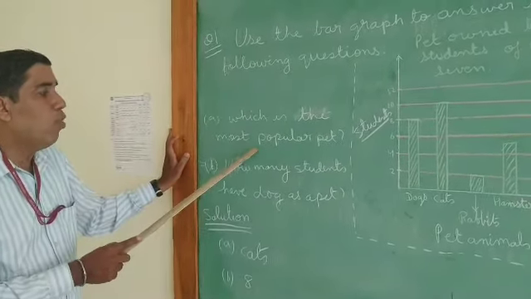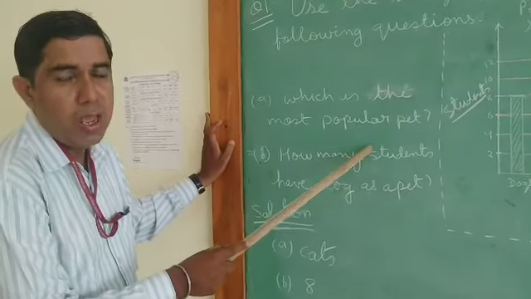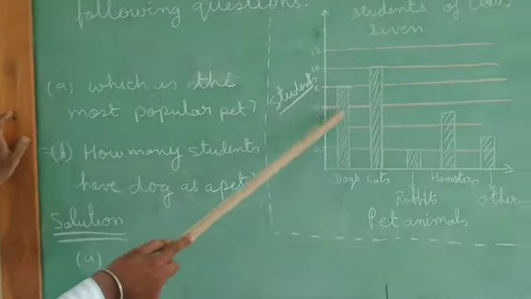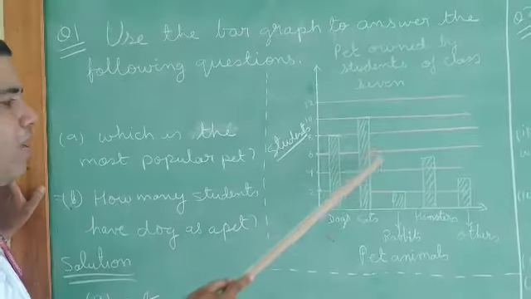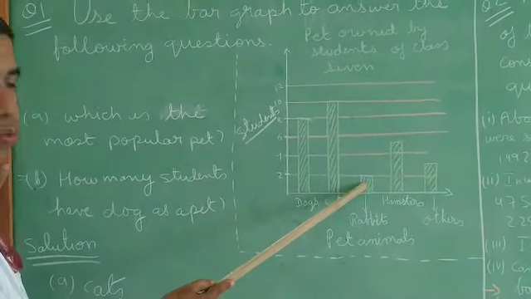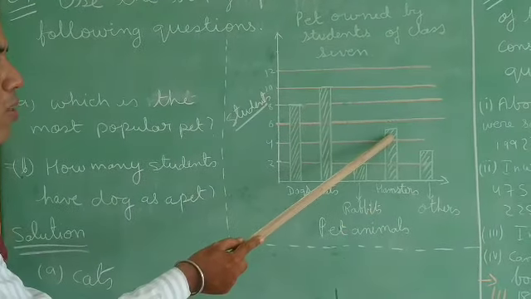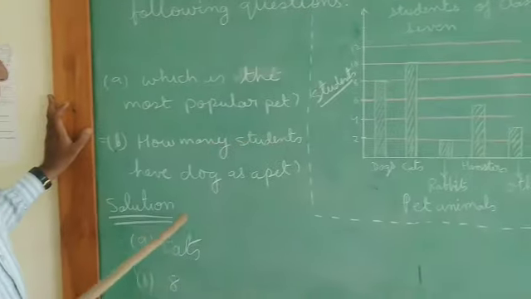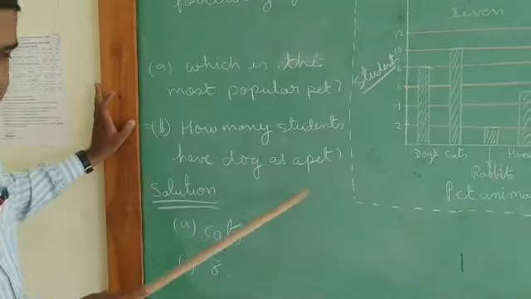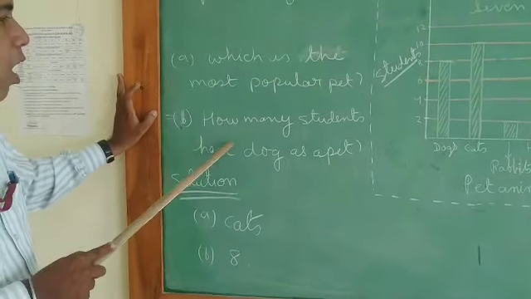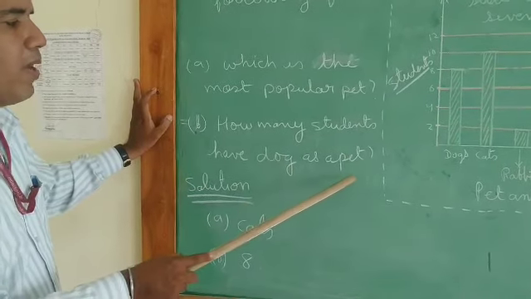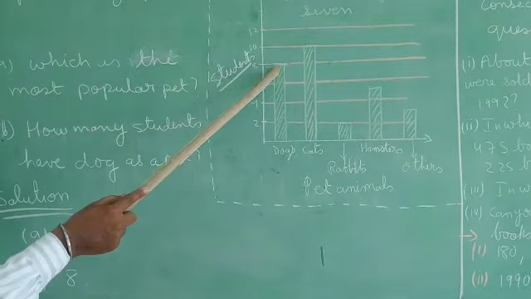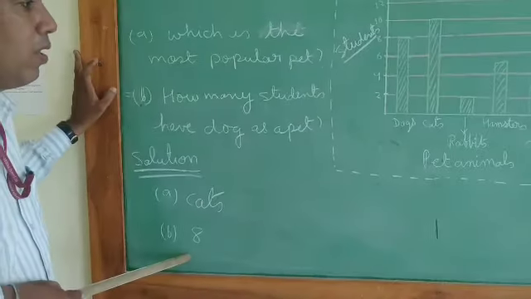Now, which is the most popular pet? That is the question. So you can see dogs, 8; cats, 10; rabbits, 2; then hamsters, it is 5; others, it is 3. So the most popular is cats. So the answer is cats. How many students have a dog as a pet? You can see the answer is 8. So 8 is the answer here.